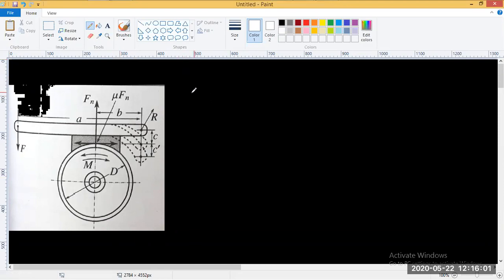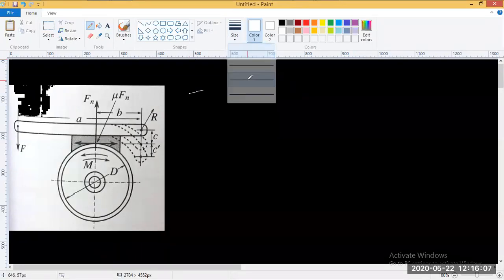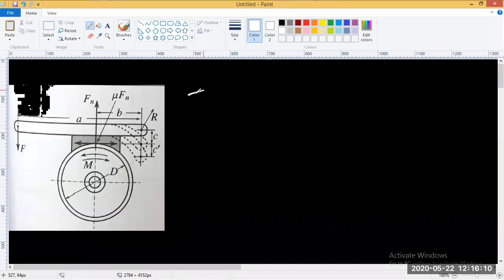Okay, from looking at this diagram here and taking moments, there is a summation of moments about this point here. Let me name this point O. From this point O, I'll take the summation of moments, and this should be 0.